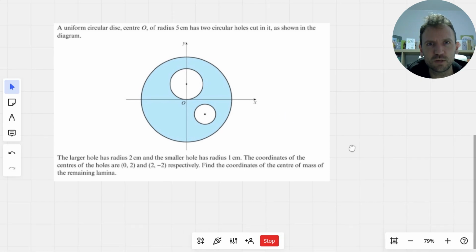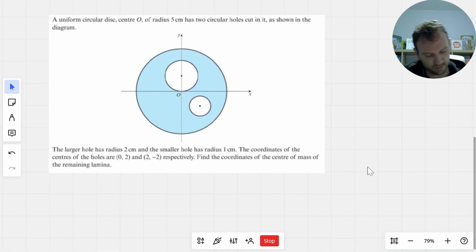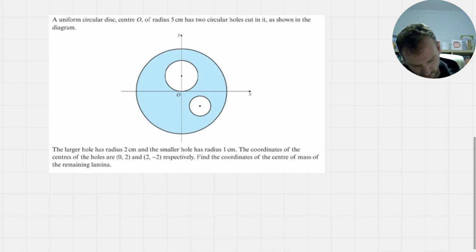So we're going to think about this as 3 shapes. We've got this big circle, radius 5. We've got this mini circle cut out, radius 2, and this mini circle cut out, radius 1. So when we're setting up our equation here, we can say that we've got the first shape. Again, area is going to be proportional to mass, so we can just think about areas. So the first shape is area 25 pi, and the centre of mass of our big circle is 0, 0.